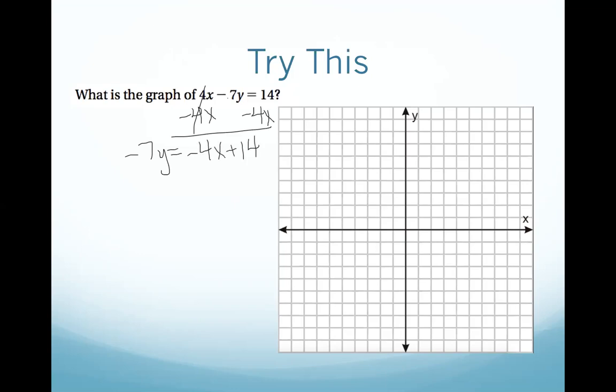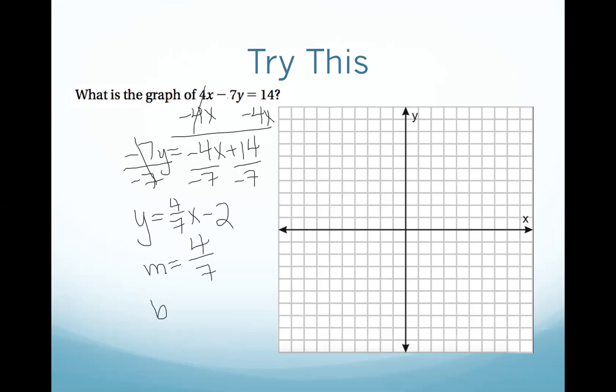Again, to get y by itself, I need to divide by -7. We saw this on the last slide, or on 2 slides ago, rather. So then y equals, now I have a negative divided by a negative, but I can't reduce it, right? So it's going to stay as 4/7 x. Here I have 14 divided by -7. That one does reduce to -2. My slope is rise 4, run 7. My y-intercept goes through a b value of -2.